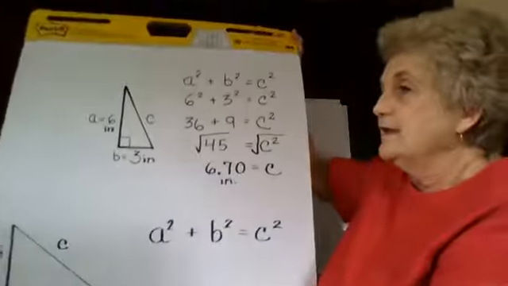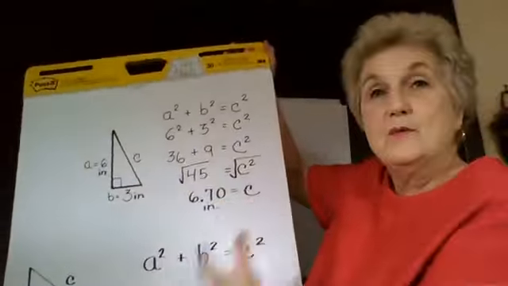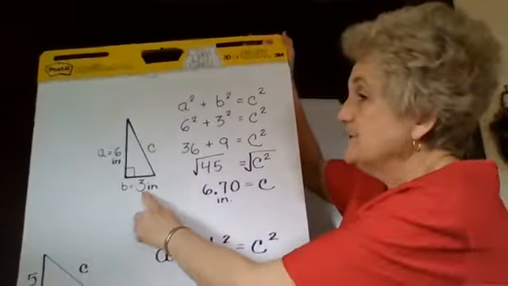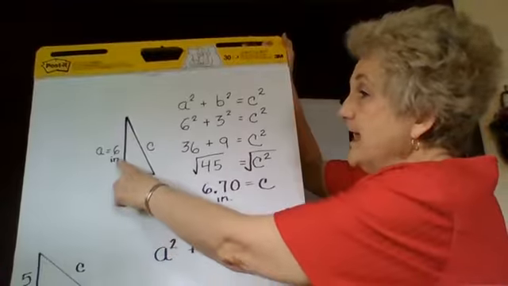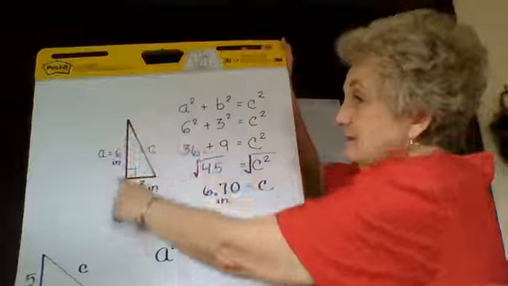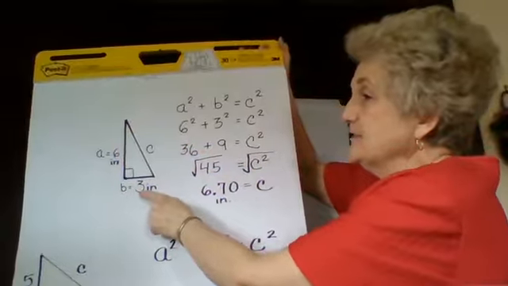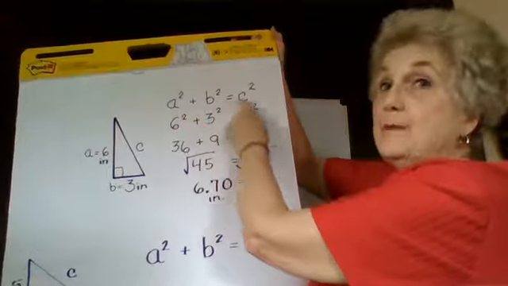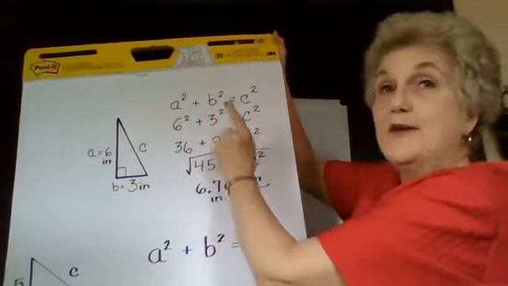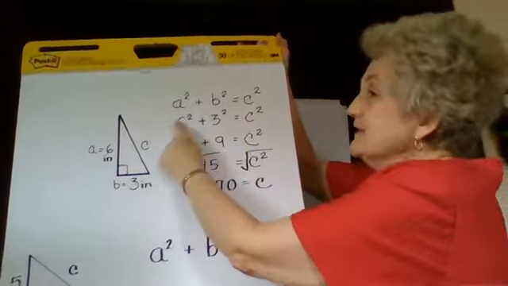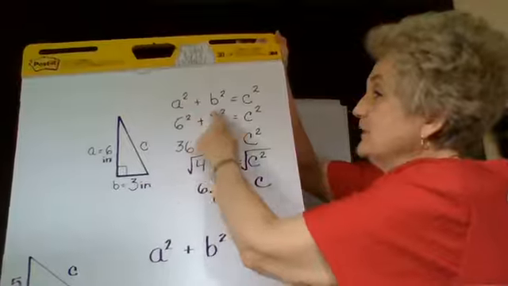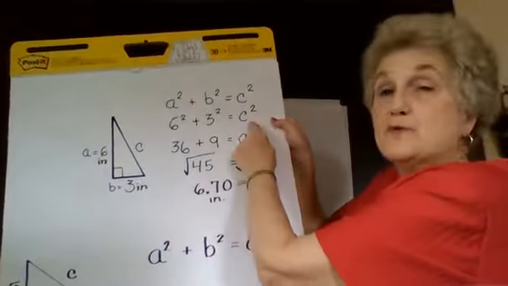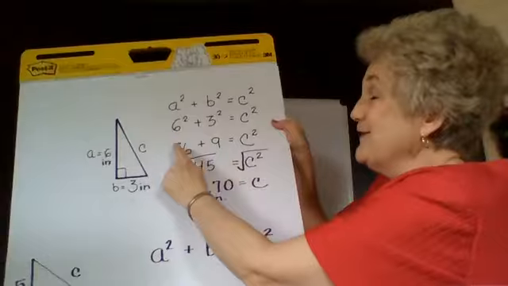Now, let's take this down for a minute and show you something else. Not all triangles have to have equal sides. In this particular triangle, A is 6 inches, leg B is 3 inches, and we want to find C. So we write the formula first, as we always do. That's our recipe. 6 squared plus 3 squared equals C squared, which will be our hypotenuse.